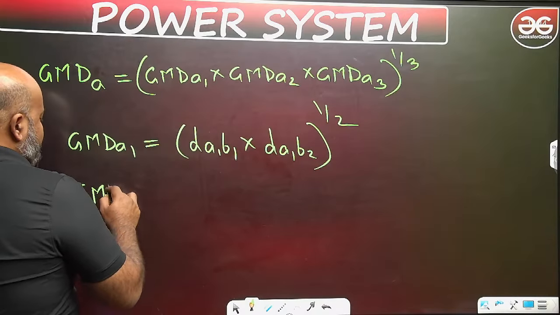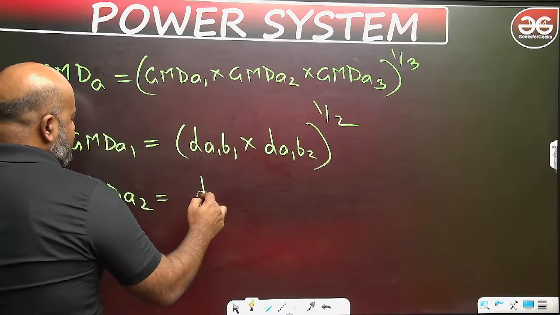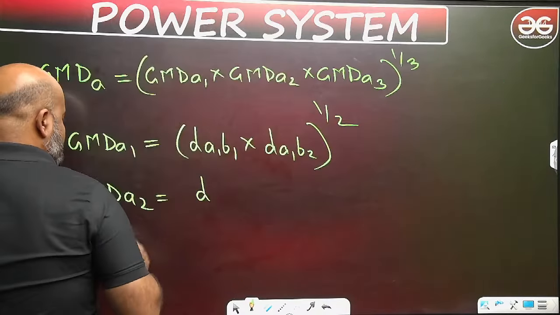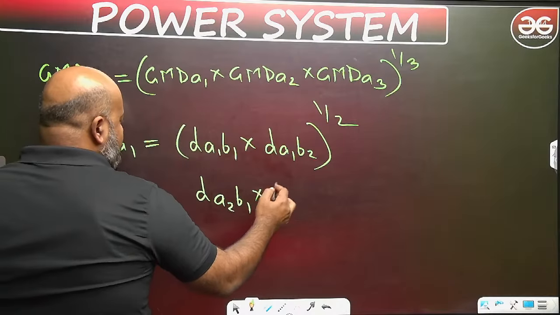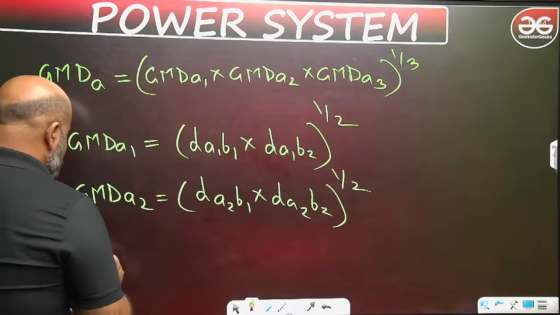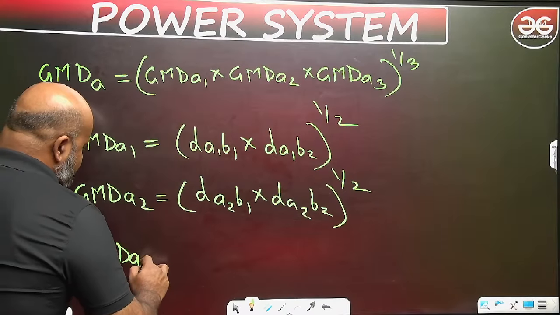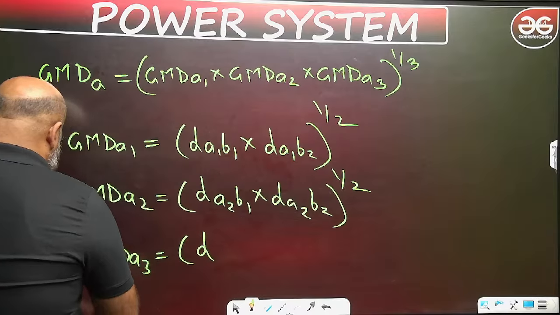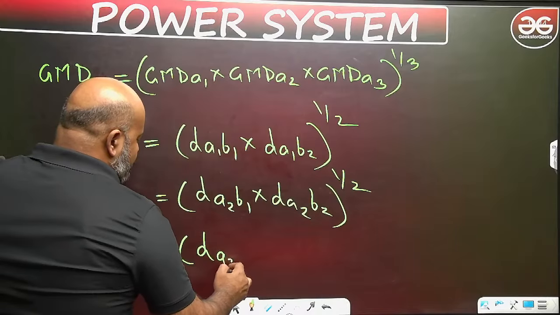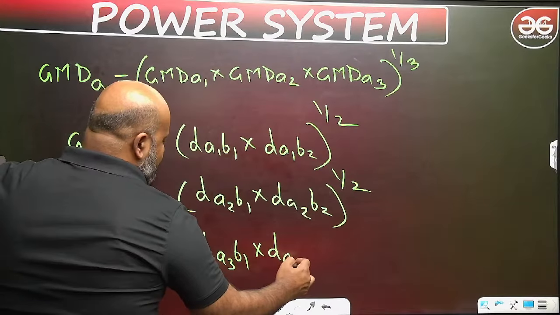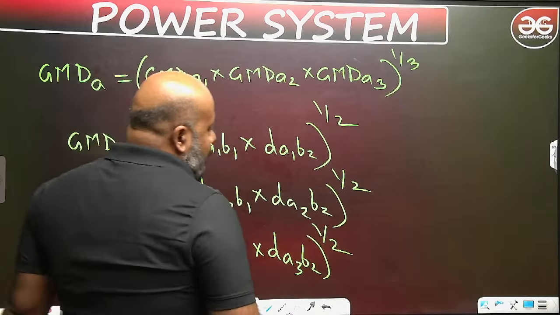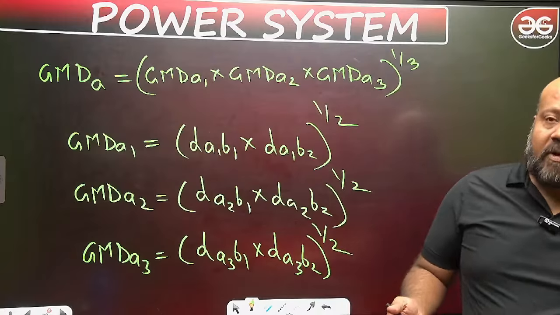What is GMD A2? Again, the distance between A2 and B1, and A2 and B2. Two distances, what is the root? 1 by 2. Then I am writing GMD for A3. It is the distance between A3 and B1, and the distance between A3 and B2. How many distances? 2. What is the effective root? 1 by 2. How simple it is going to be if you go step by step.